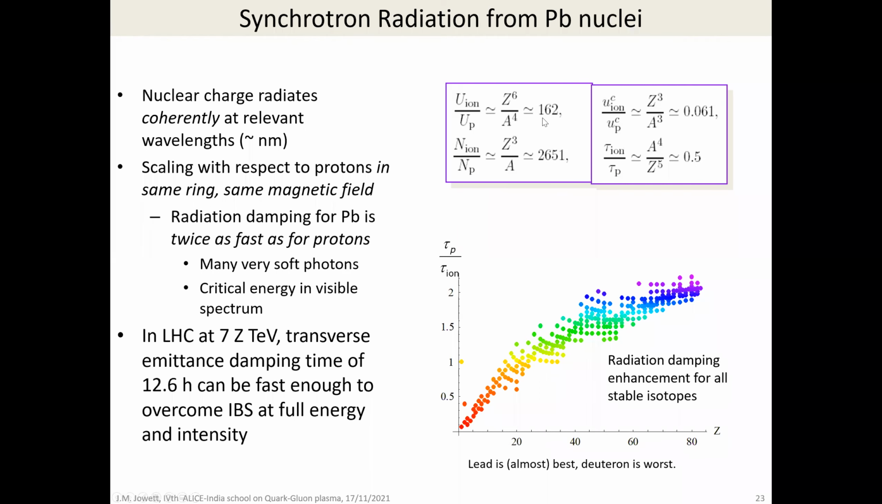The total loss per ion is 162 times more than for a proton. And the radiation damping, which is an effect that causes the emittances to shrink and therefore counteracts the intra-beam scattering, is twice as fast, and again has a time scale of a few hours. So this can even be fast enough to overcome IBS at full energy and intensity.